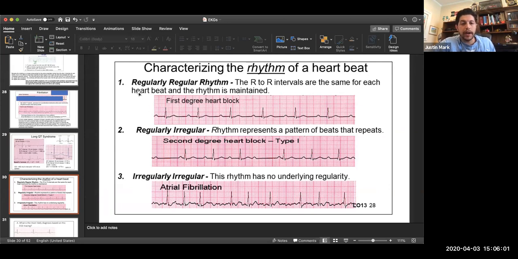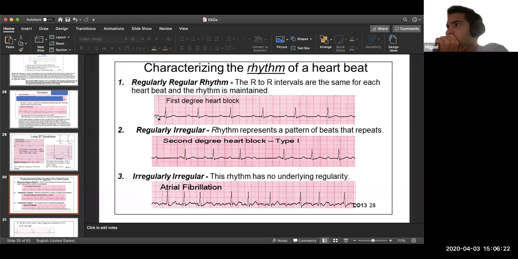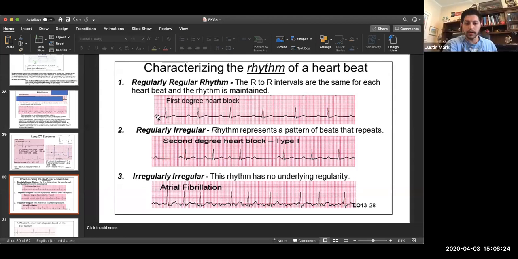Regularly regular means that the RR interval is the same all throughout. This is what we would see in first degree heart block. Yes, the PR interval is lengthened. Yes, it's taking longer for the signal to go from the SA node into the AV node. But if we look at these RR intervals, they're pretty consistent.